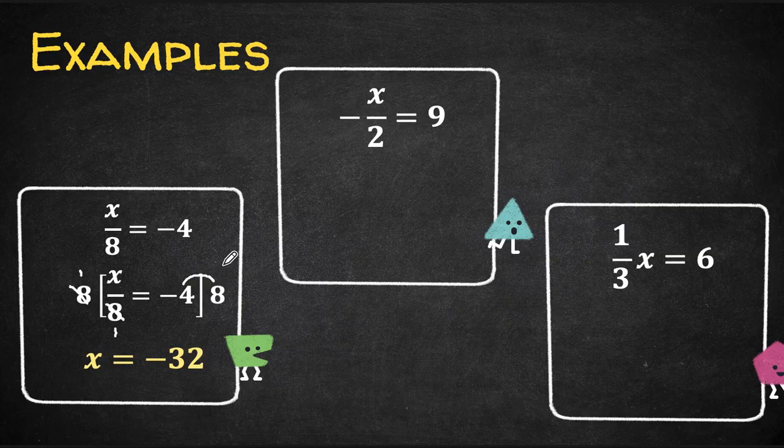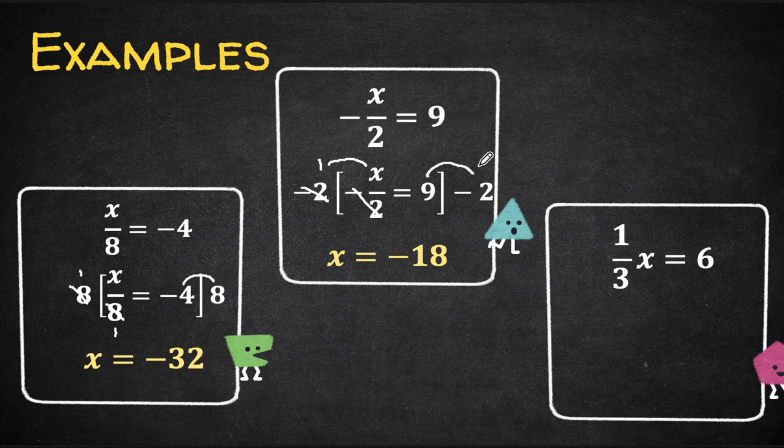The next one. So here, if I were you, include the sign as you multiply both sides of the equation. So just multiply both sides of the equation by negative 2. So that negative 2 divided by negative 2, the answer is positive 1. So 1 times x, the remaining will just be x. And then 9 times negative 2, the answer is negative 18.